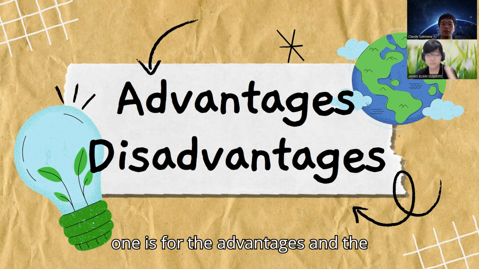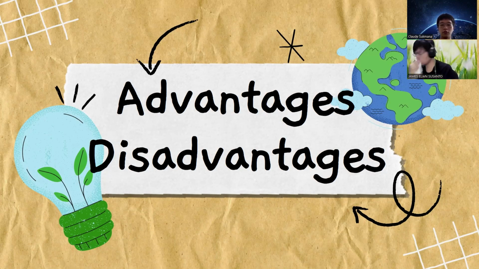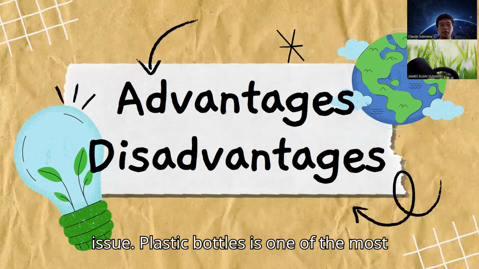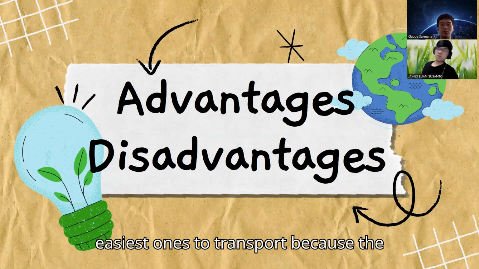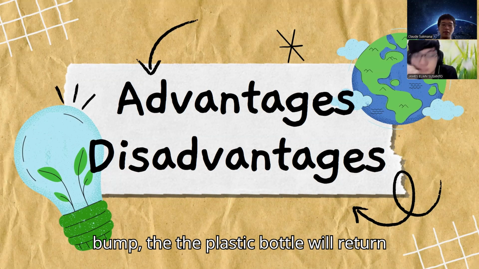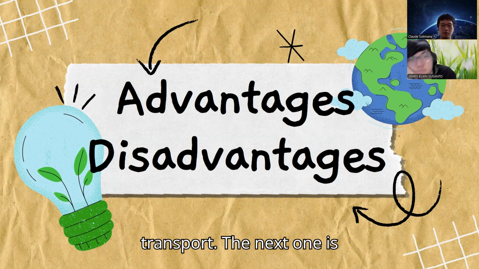So the next one is the advantages and disadvantages of each bottle type. For the delivery issue, like the logistical issue, plastic bottles are one of the easiest to transport because the bottle itself is elastic. When there's a bump, the plastic bottle will return to its original shape. So it is less likely to be damaged when being transported.